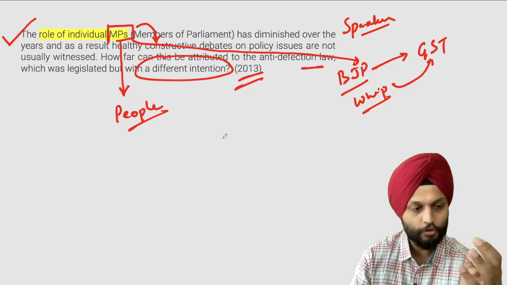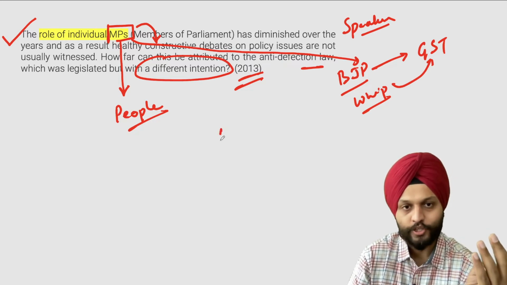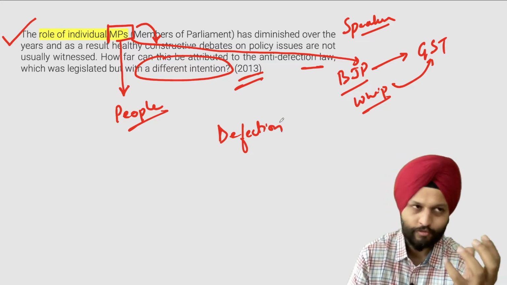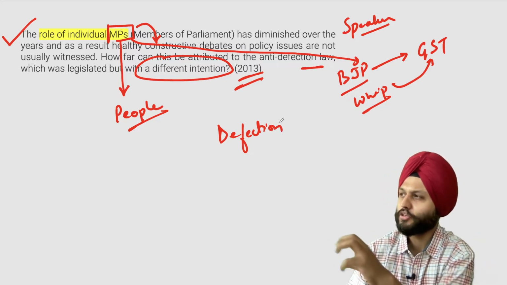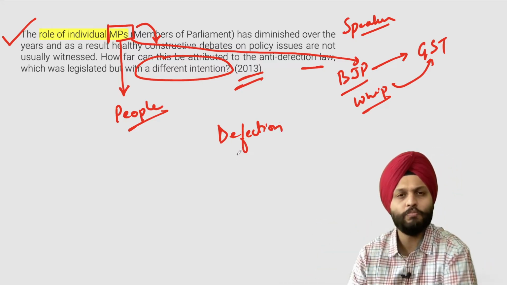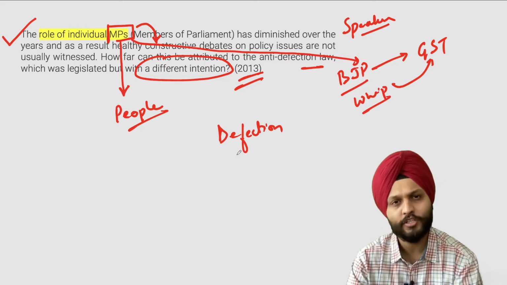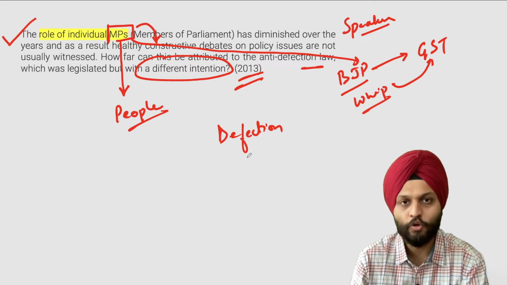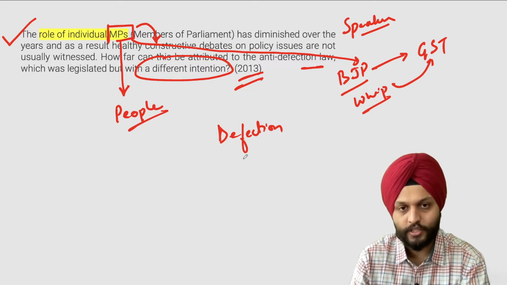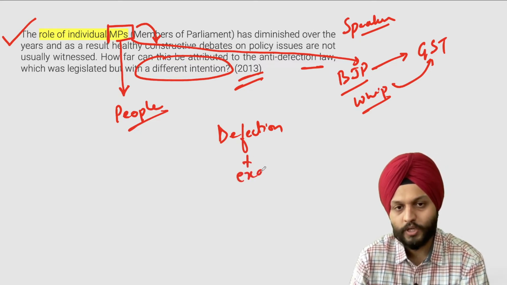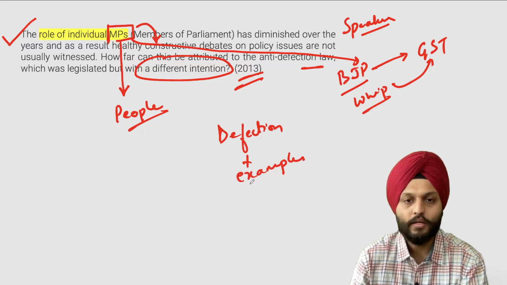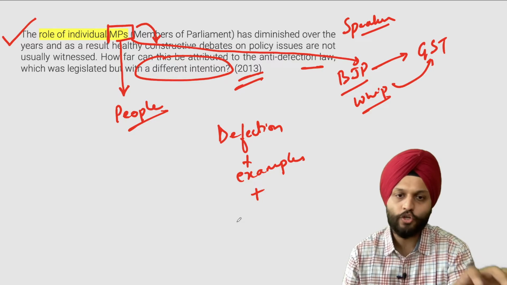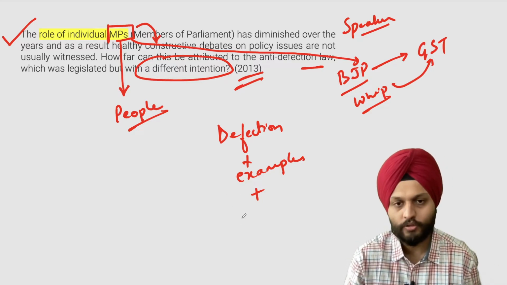For such an answer, naturally you would need a definition of defection, and you would need contemporary examples. By contemporary I mean not just this, because every year we have such issues that take place. So this is not really a current issue, it's more of a static one. Okay, so for defection you need examples over here, plus the anti-defection law, of course, so that is there.